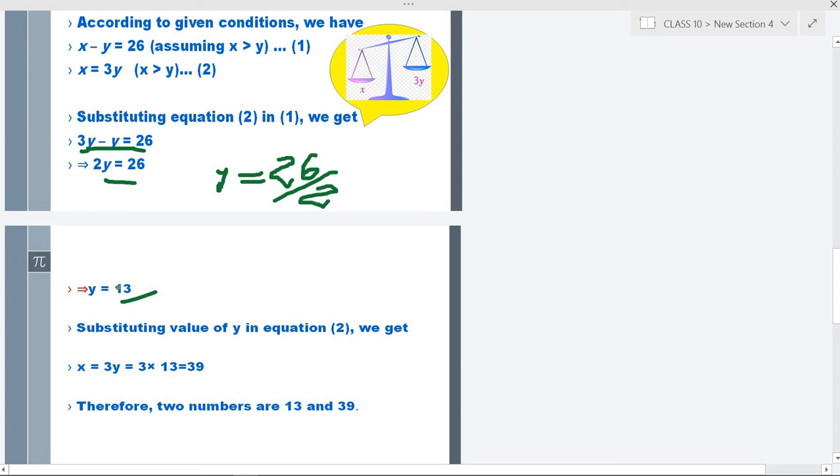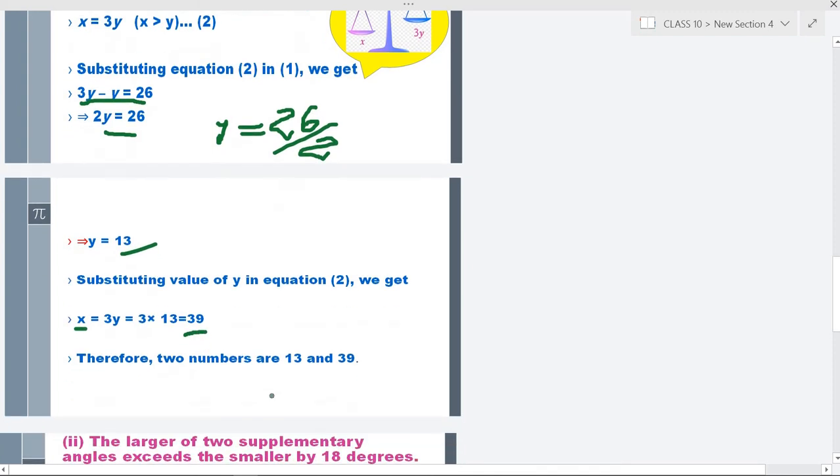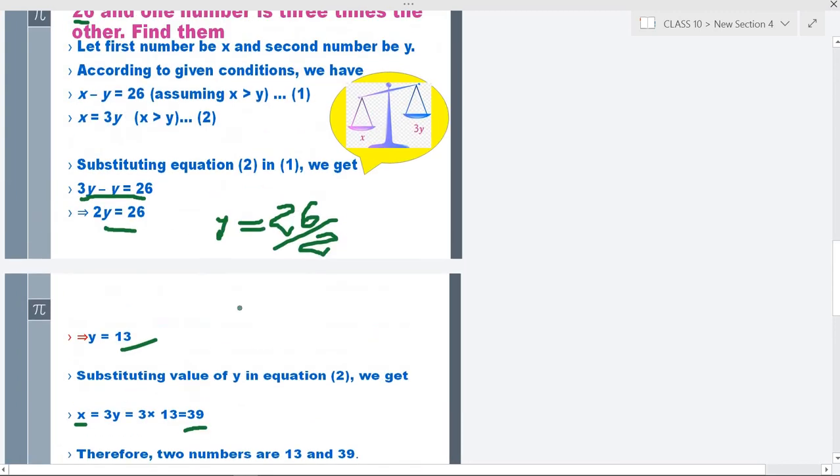We replaced y with 13 and we got the value of x. So x is equal to 13 3s are 39. Hence we are ready with the two numbers 13 and 39. You can even verify.